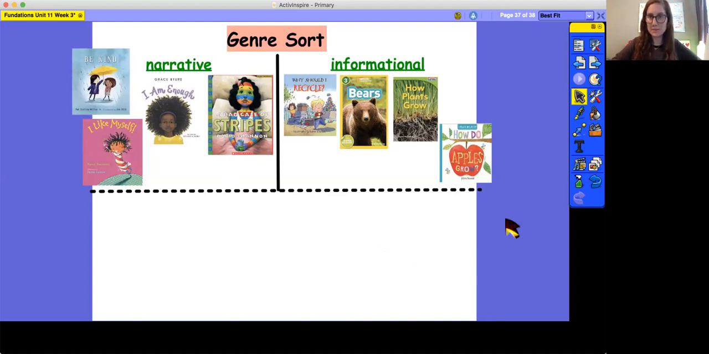Great job helping me sort. So what you can do to practice is look at your books at home. See if you can figure out if they're narrative books or informational books. You can even make a stack of narrative books and a stack of informational books, or you could organize them like you would see in a classroom library.